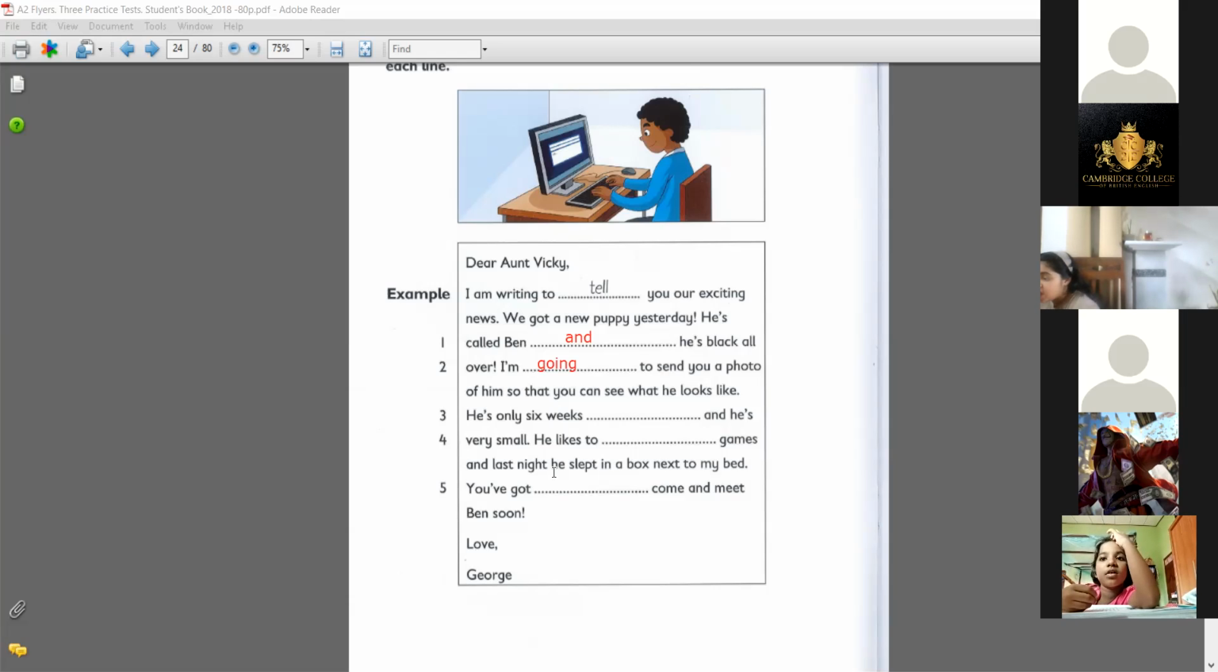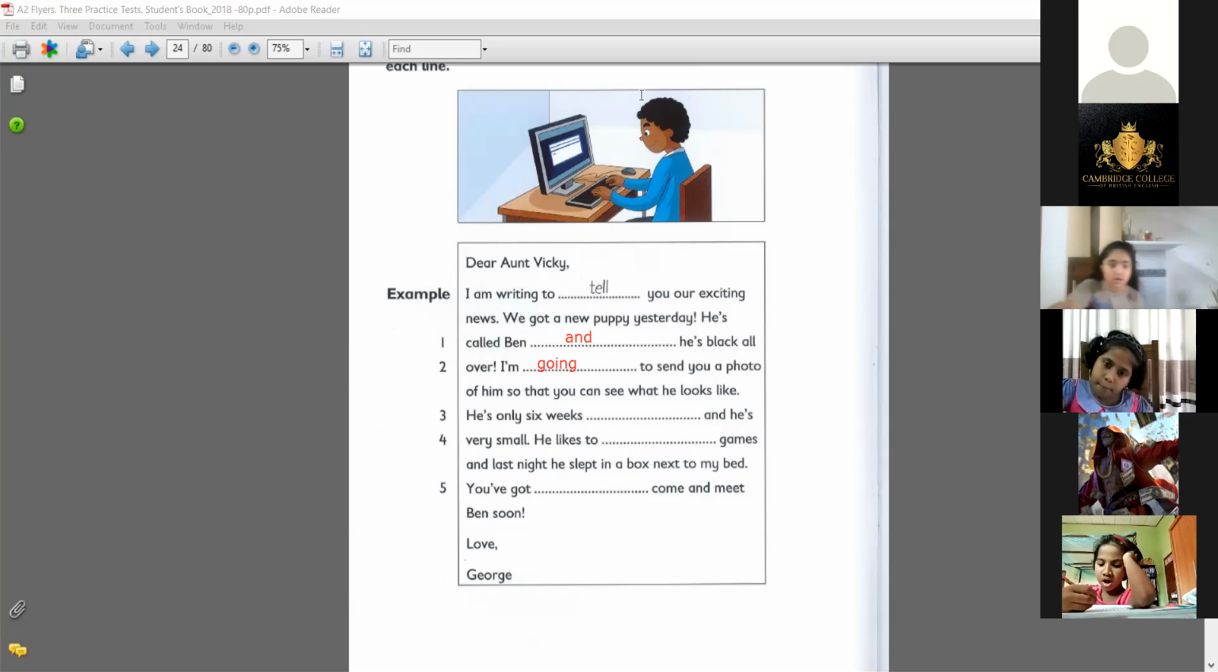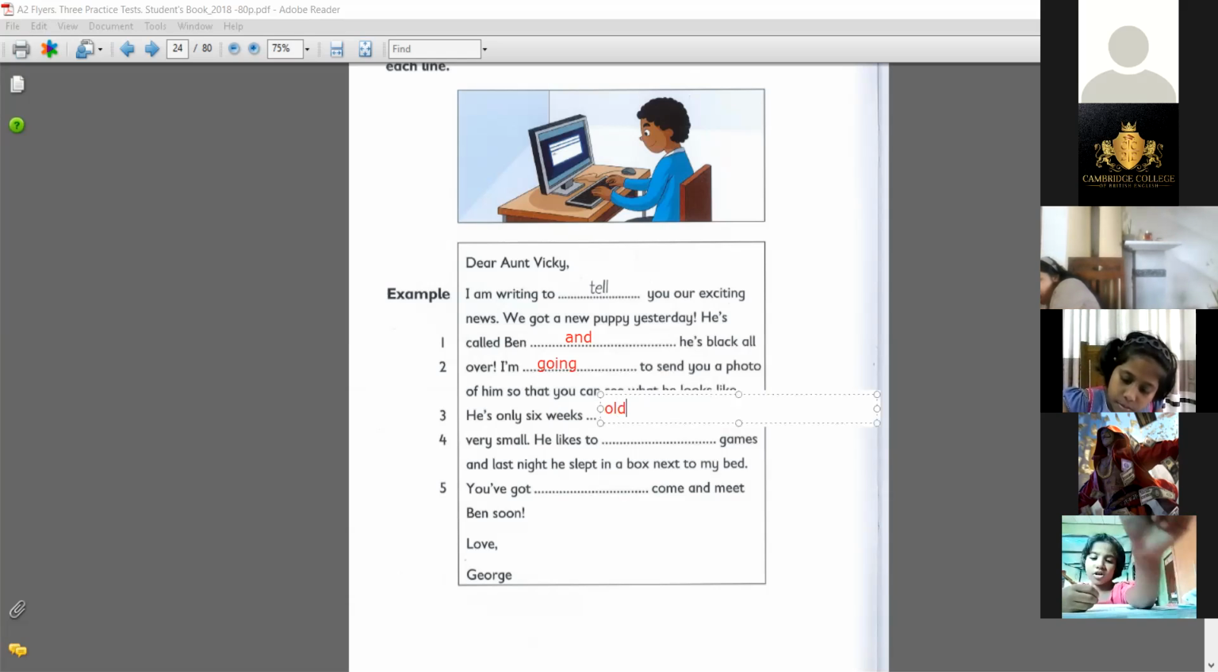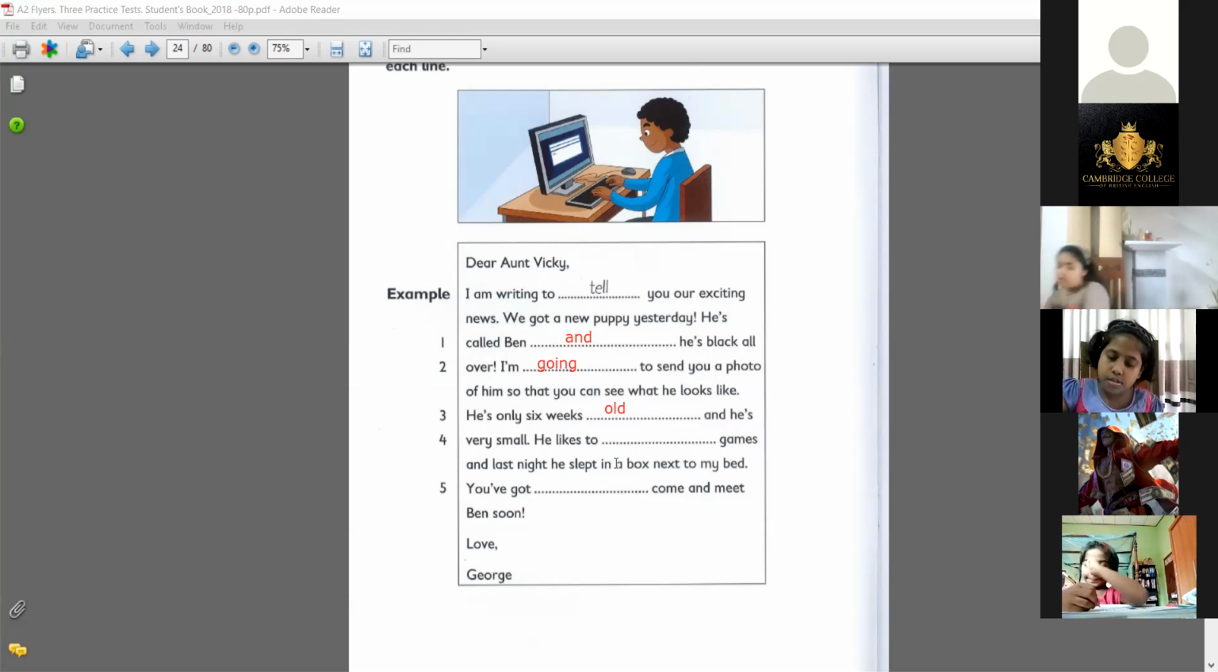Now you can see what he looks like. He is only 6 weeks. How do we say the age? Old. Very good. 6 weeks old. Well done. Old, O L D, old. 6 weeks old. And he is very small.